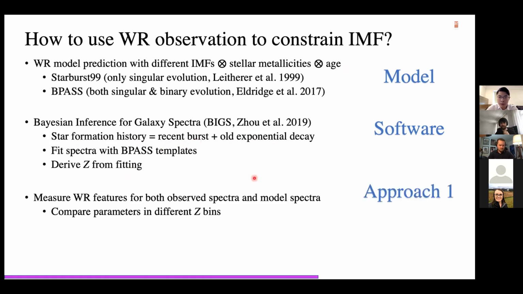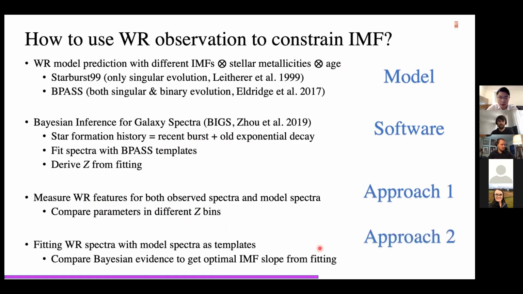And then our first approach to do the comparison is to measure the WR features. This is basically the equivalent width. We measure the equivalent width for both observed spectra and model spectra, and then we compare them quite straightforwardly in different metallicity bins. And the second approach is to fit the WR spectra directly with model spectra as templates.